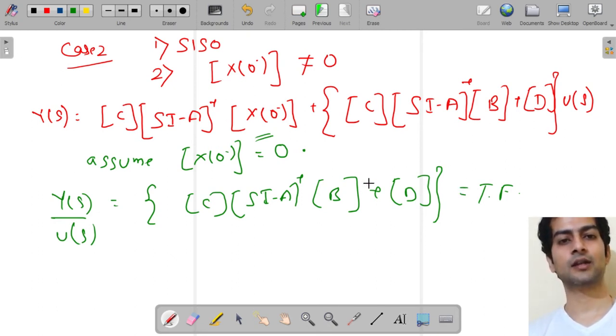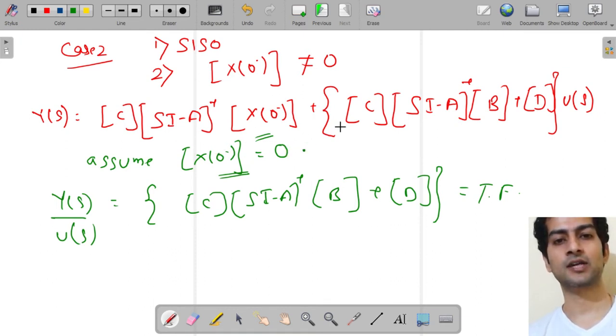We are getting it by assuming that the initial condition is 0. Means we have a SISO system, the initial condition is not 0, and we are getting output like this. If someone asks you whether you can find the transfer function of it, you will say, yes, I can find the transfer function of it, but for that I will assume the initial condition to be 0.